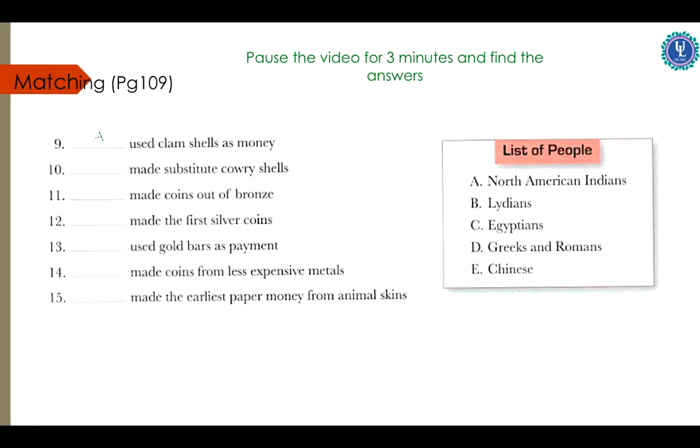Okay, let's check it together. 9, we have the answer A. 10, E. 11, D. 12, we got B. 13, C. 14, E. And 15, we also have the same answer, E.